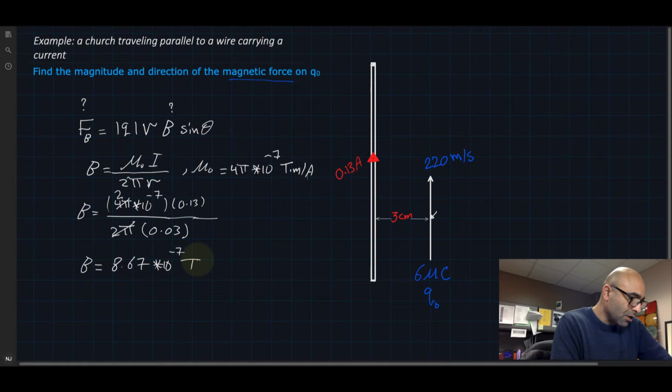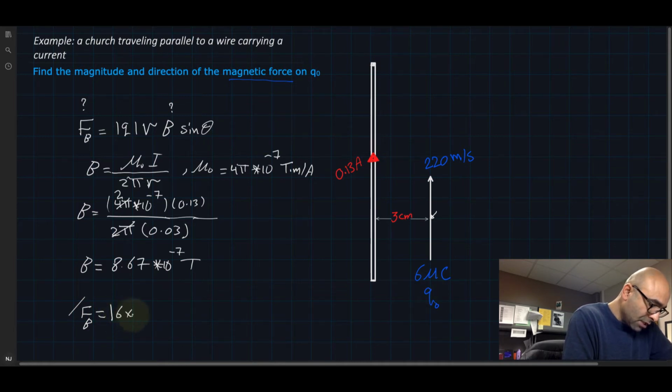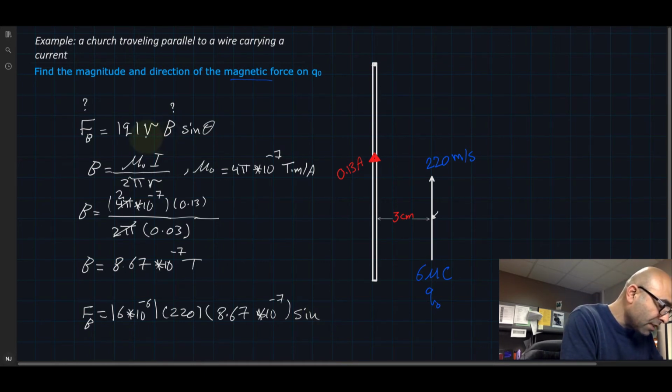All right, good. So now we can plug it in here. F_B is equal to Q, the charge, 6 times 10 to minus 6 coulomb, multiplied by the velocity 220, multiplied by the magnetic field we just found, 8.67 times 10 to minus 7, times sine theta. Now what is theta? Remember, theta is the angle between the magnetic field and the velocity.